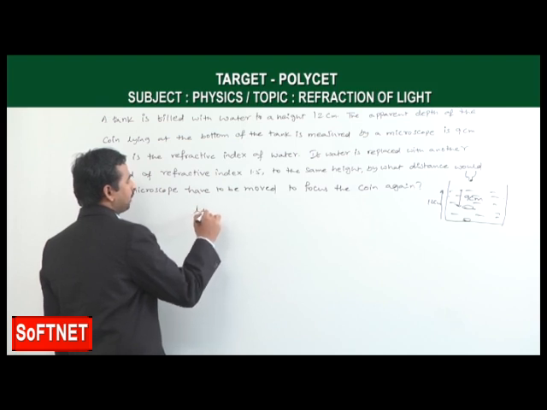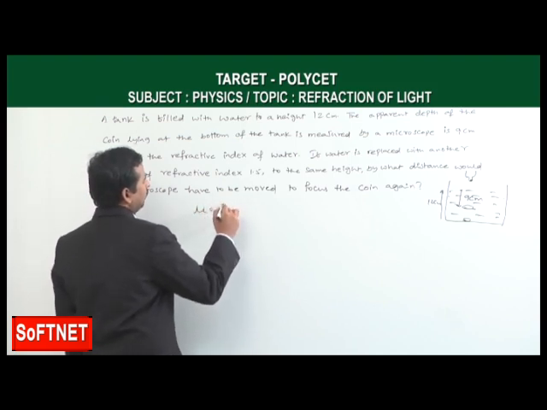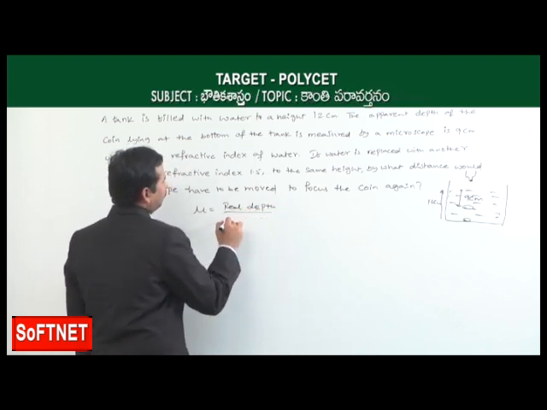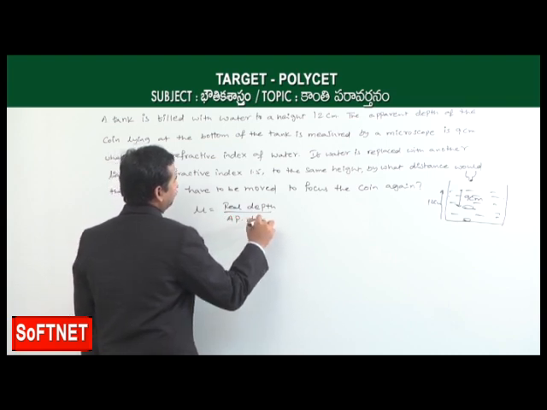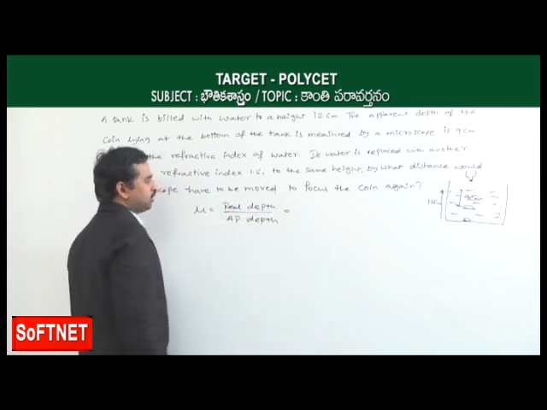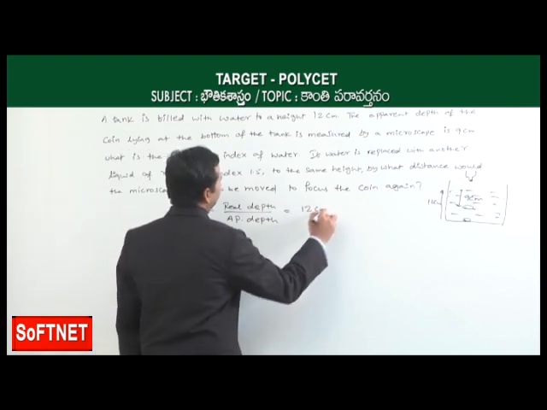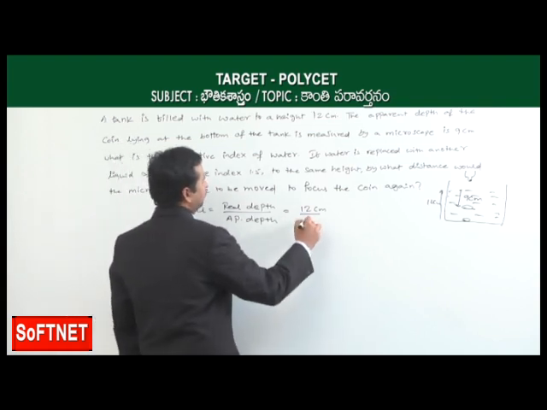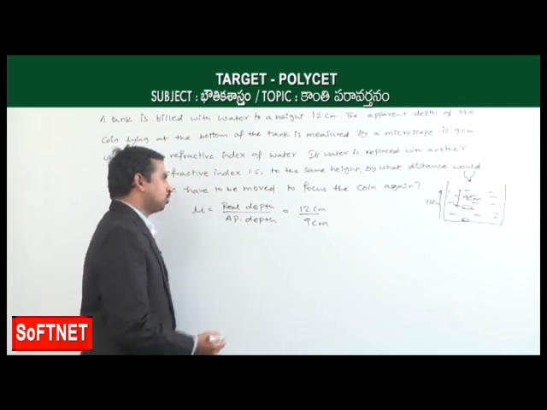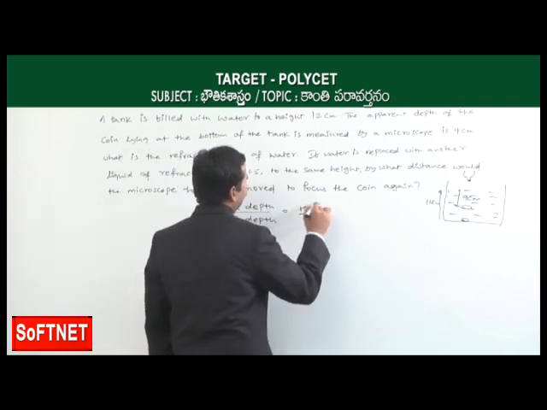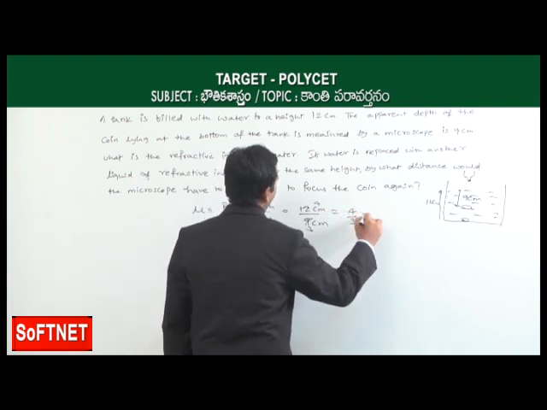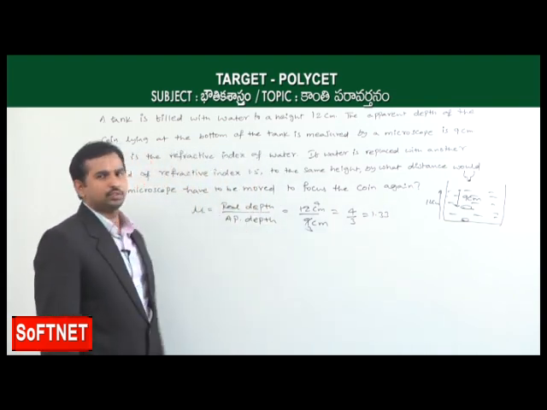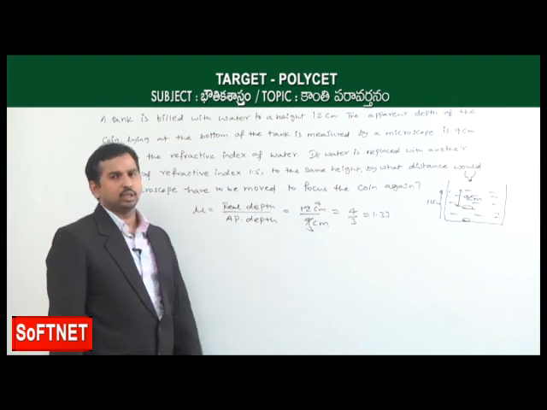Then we know that the refractive index mu is equal to real depth by apparent depth. The real depth, the original one, is 12 centimeters, whereas the apparent depth is 9 centimeters. Then 12 by 9 is 4 by 3, which is approximately 1.33. So that is the refractive index of the water taken in that container.